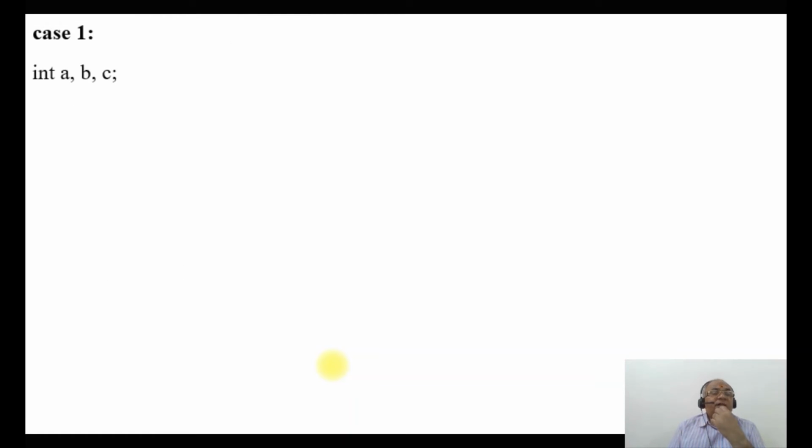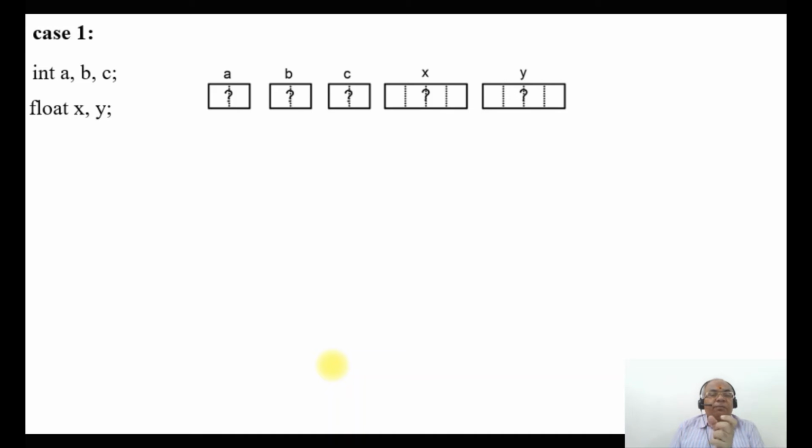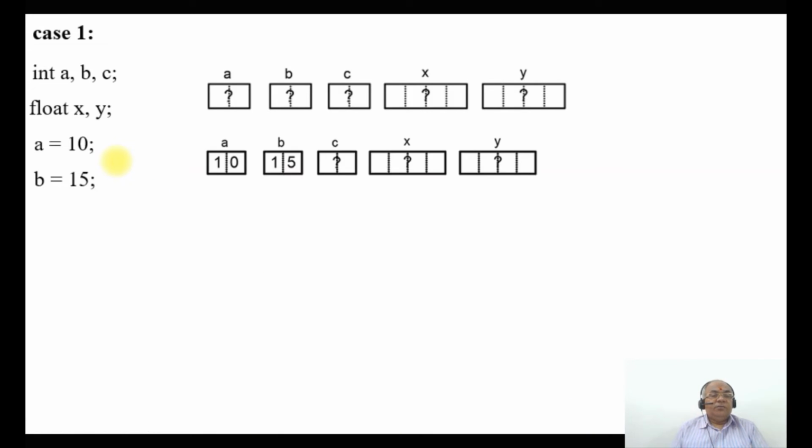When you consider case 1, with int a, b, c and float x, y, we have garbage values for a, b, c because they are integers, so you have 2 bytes, and for float x, y, since it is a float, you are going to have 4 bytes here. Once you consider a is equal to 10, then b is equal to 15, what will be the values of the memory locations? So a will have 10 and b is equal to 15.